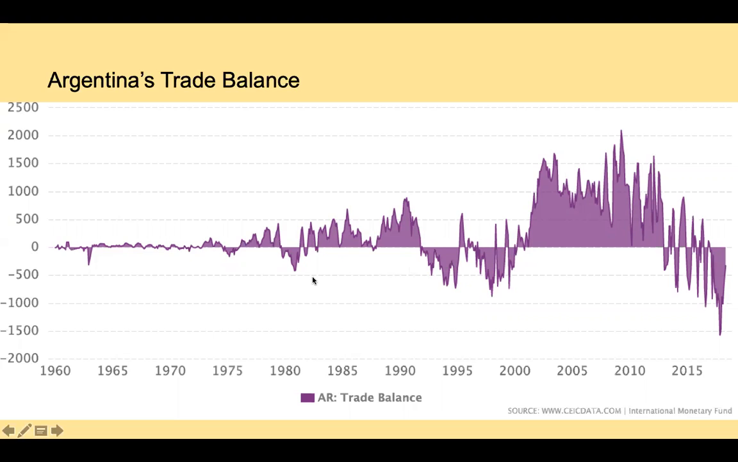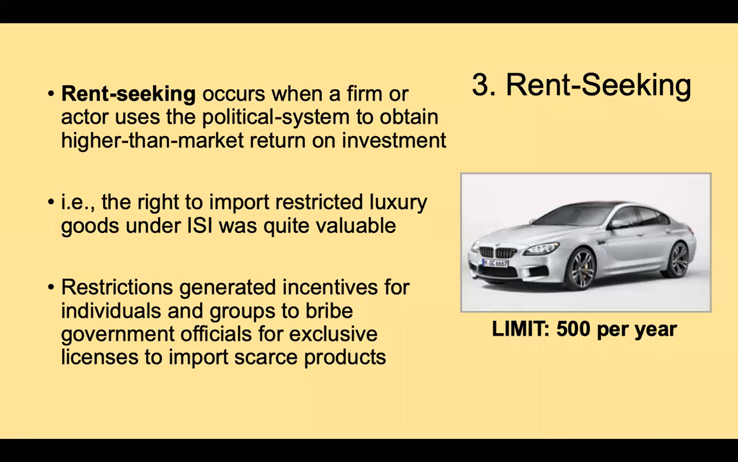And even though tariffs limited a lot of exchange with the international economy, you can still see that, generally speaking, Argentina ran trade deficits because of the need to import a lot of machinery and capital goods that could not be produced domestically. And these trade imbalances were very, very bad for the economy for obvious reasons, because it made them less competitive, and it meant that there was less income and there was more spending.